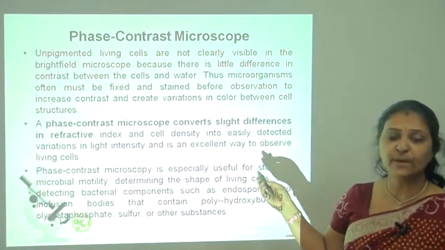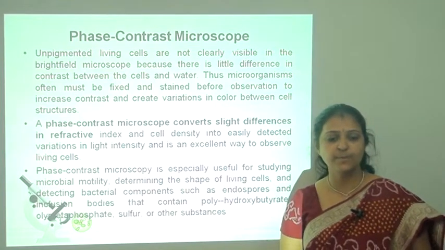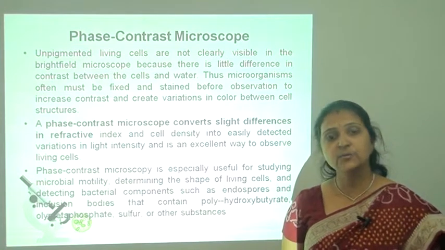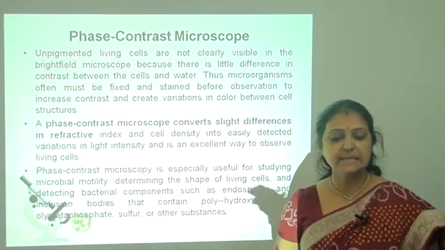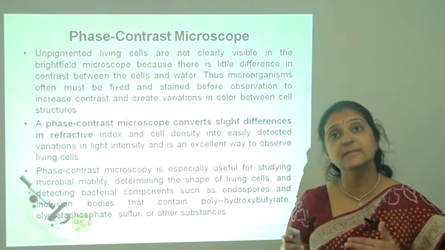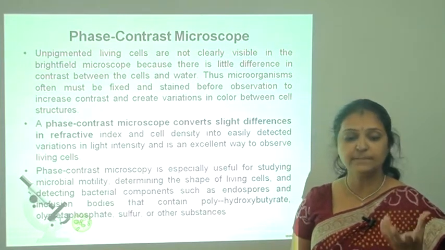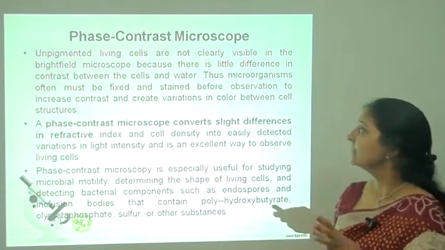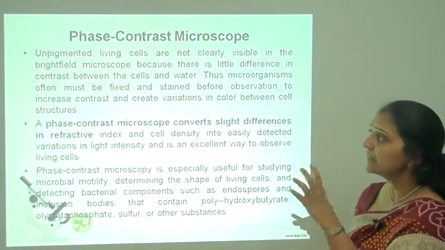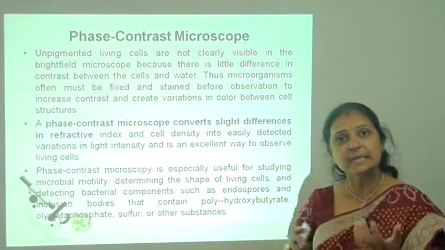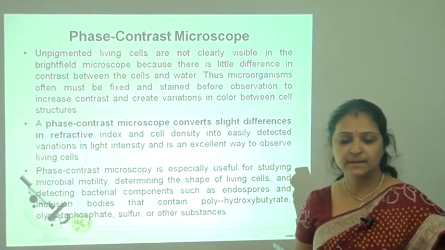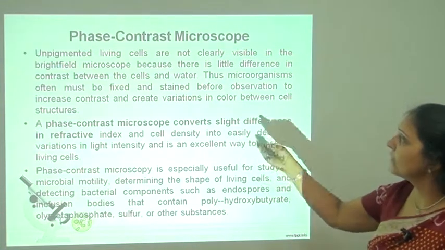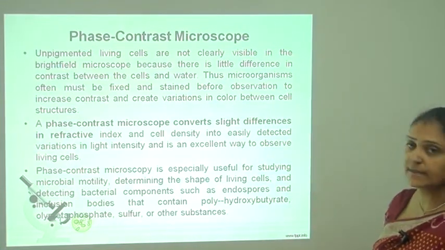Now the next type of microscopy is the phase contrast microscope. Unpigmented living cells are not clearly visible in the bright field microscope because there is little difference in contrast between the cell and water. Specimens which can be stained or pigmented can be studied by the bright field microscope, but organisms which are unpigmented, like cells and water, where there is no difference, can be studied by phase contrast microscopy.